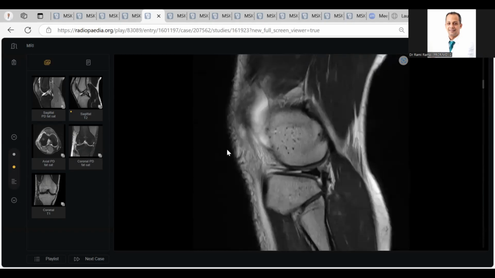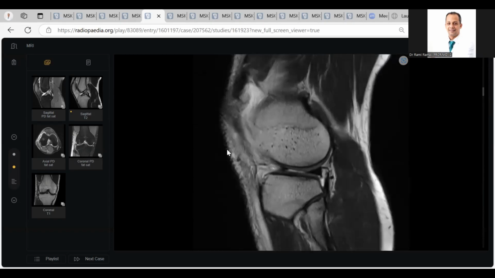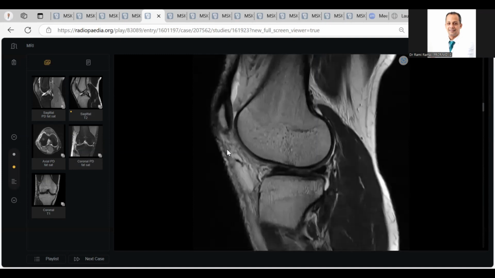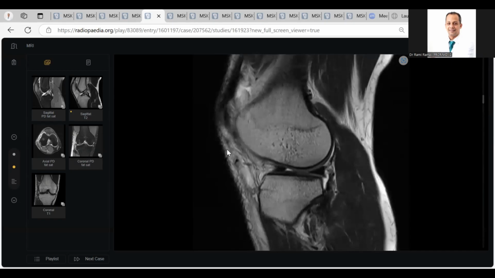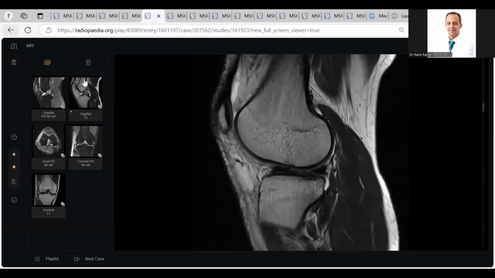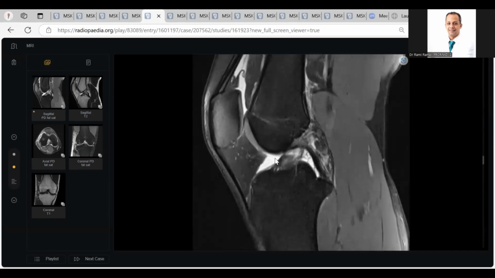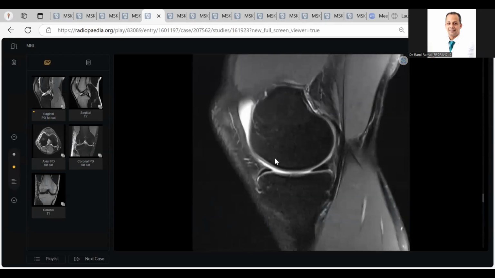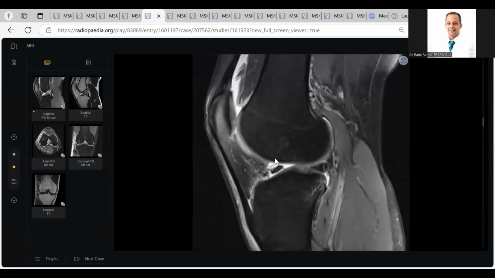I think there is a buckle. I would like to see the medial meniscus. It is fine. The lateral meniscus also appears normal. Look again. There is buckling of the posterior cruciate ligament. Look again at this slide.